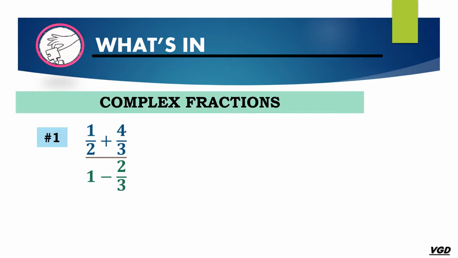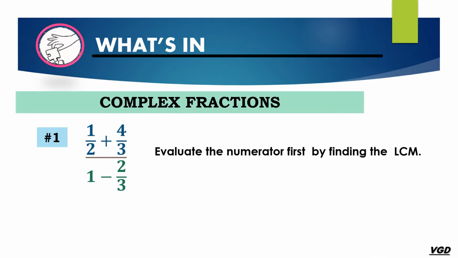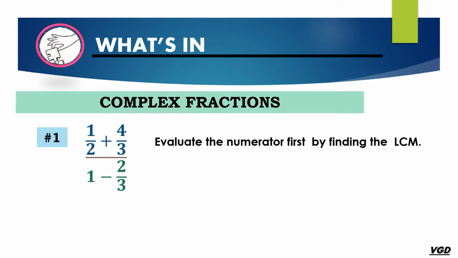The first thing that we are going to do in simplifying fractions is to evaluate the numerator first by finding the LCM. So in this equation, 1/2 plus 4/3 is our numerator, and 1 minus 2/3 is our denominator. Let's evaluate the numerator first. In getting the least common multiple or LCM of the denominators 2 and 3, we just list the multiples of 2 and 3 and then get the least common multiple. Take note that we only get the LCM if the denominators are different or dissimilar.